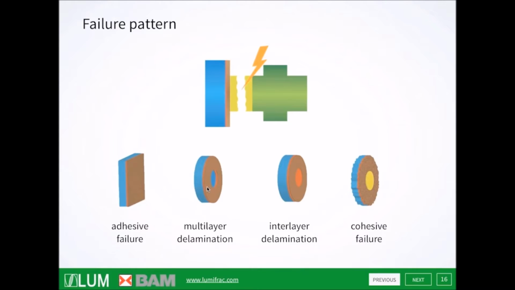You can have multi-layer delamination, meaning all the layers are taken away, and you see the substrate in the pattern. But you can also have interlayer delamination, where maybe one or the other layer is taken away, and you see a picture which looks like this.